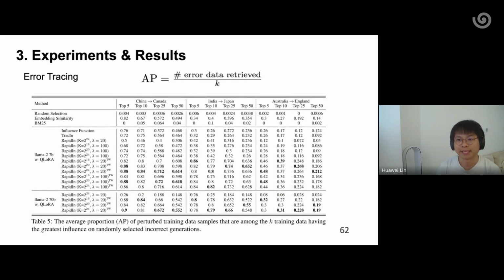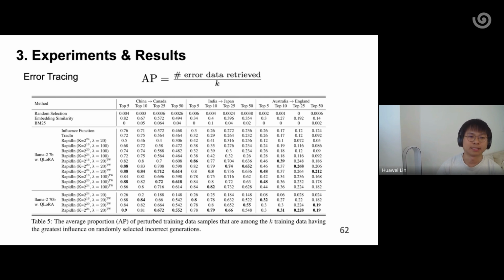Then this table shows the AP of the error tracing. For any top K, AP is the number of error data retrieved over K. In the table, TW means we use token-wise, where we only compute the influence on the error token and ignore the other tokens, the error token being Canada or Japan. So our method also has better performance in this evaluation.